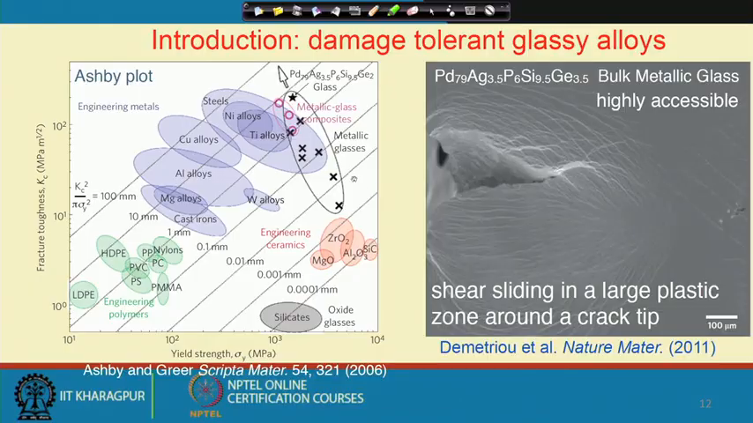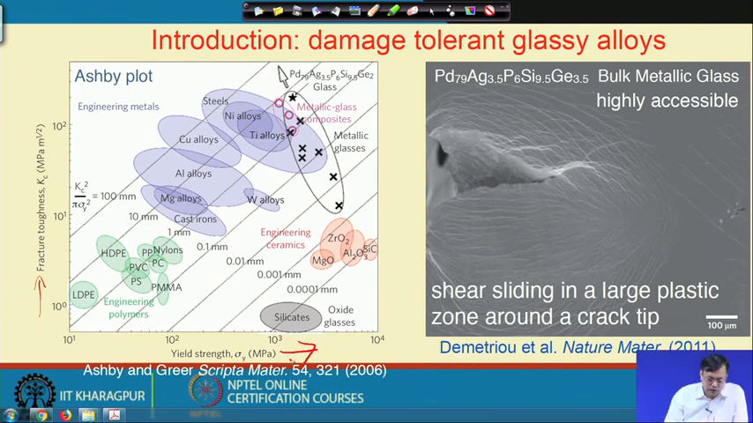So, here I show you a plot on the left-hand side, which is also a plot taken from recent literature. Please have a look here. In the y-axis, the values of fracture toughness are plotted, and in the x-axis we have yield strength.